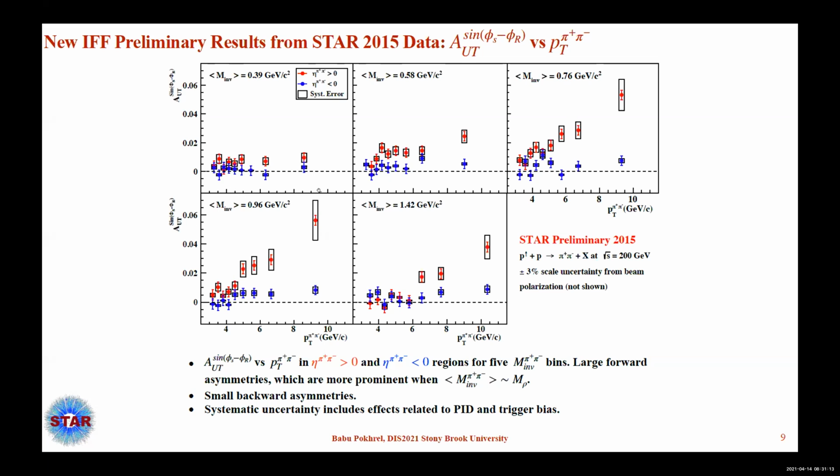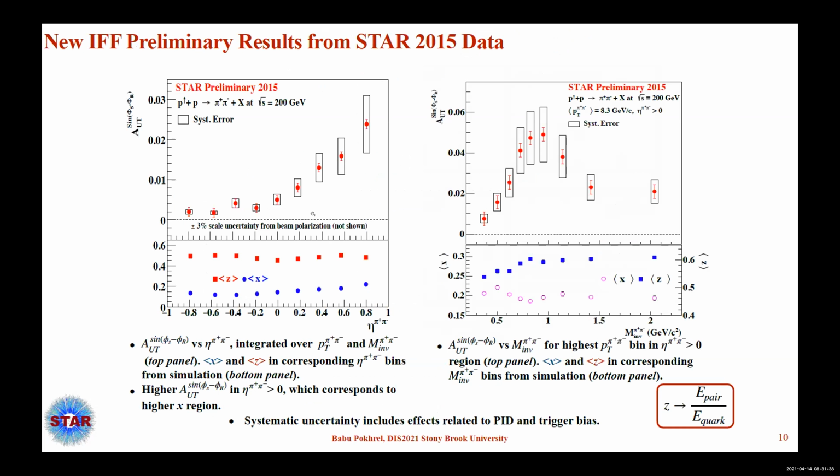I forgot to mention that the systematic uncertainties here are pretty large because the major contribution is from particle identification. We are working on this; the PID uncertainty will be significantly reduced by estimating the background size, which in this case we have estimated in a conservative approach.